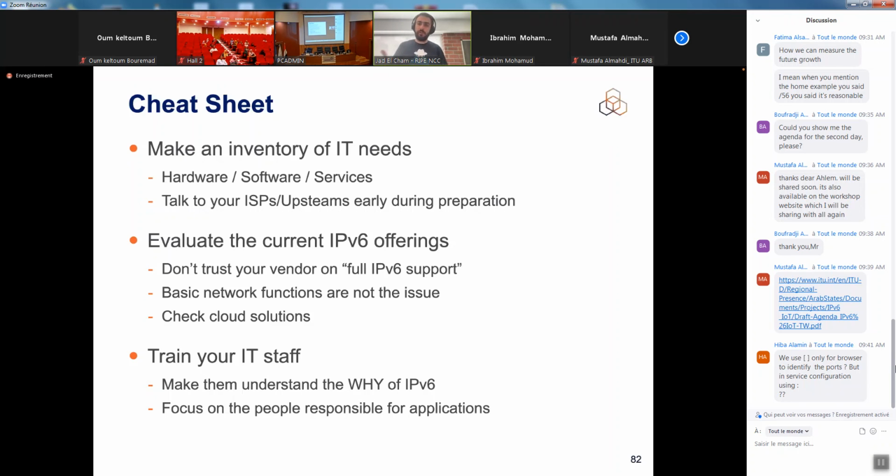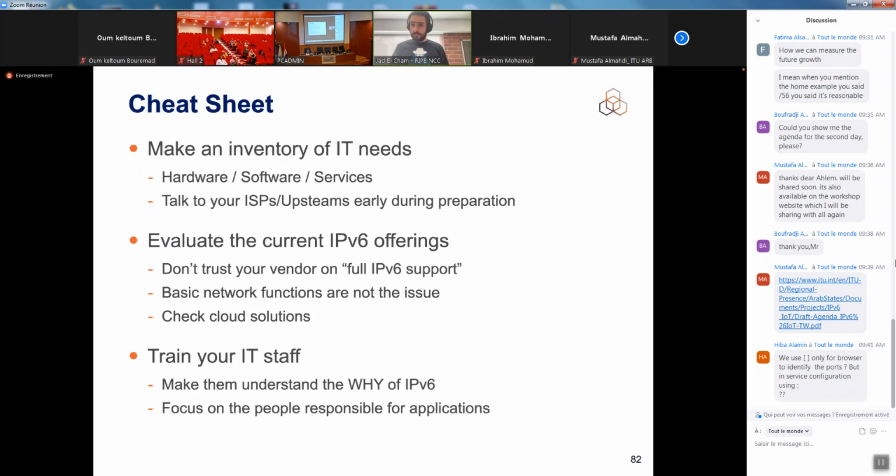So the basic network functions are not the issue. It's these specific features, especially the security features, that you should take into consideration. Also, check cloud solutions. If you're using the cloud for productivity, for backup purposes, etc., make sure that these cloud solutions are doing IPv6. You would be surprised, but not all of them do it, or not all of their services support it.